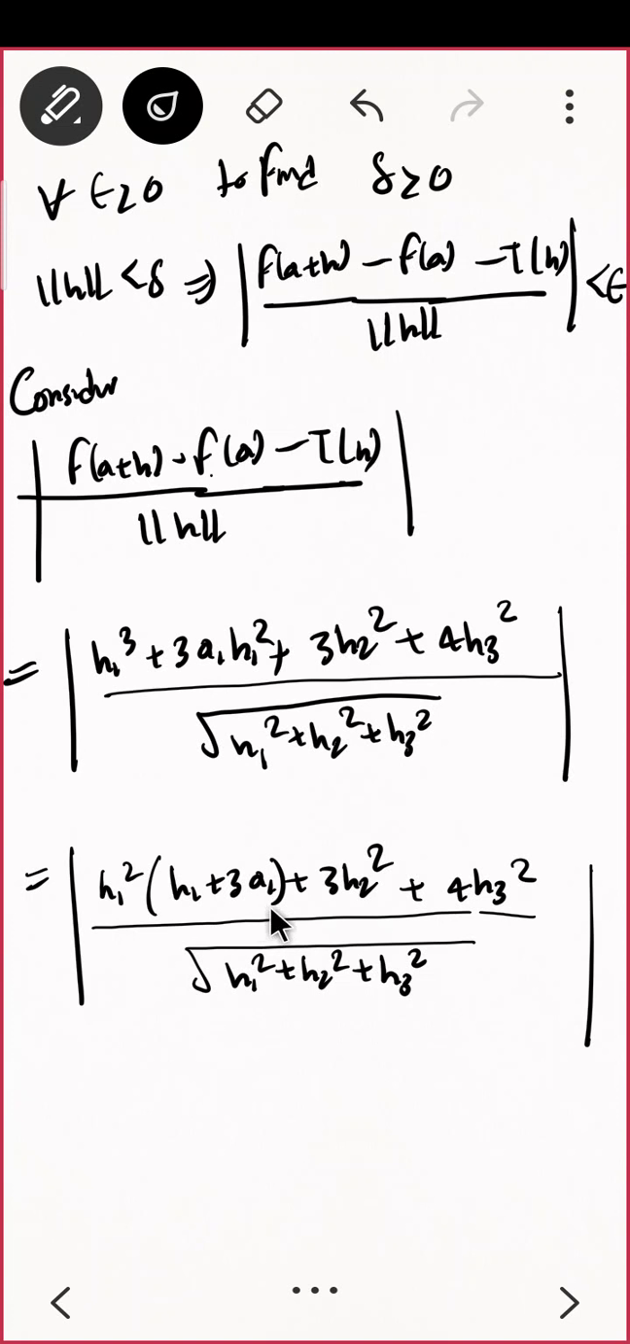See, a1 is a constant for me. That is not at all an issue. There are so many methods to do after this. Anybody? Do you have any idea? See, you are having 4h cube, here you are having 3h2, and here I am having some constant. Sorry, this is not a constant.